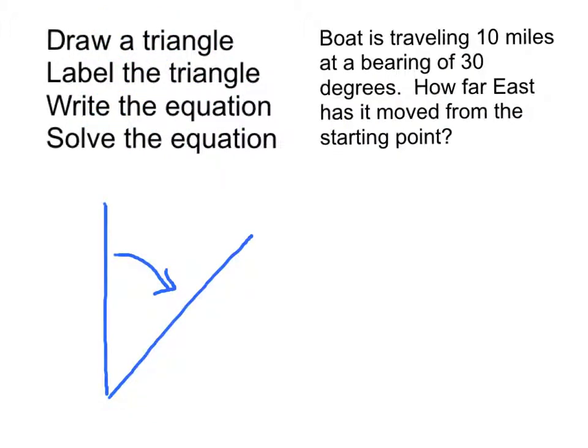So here's a problem involving a boat. You know that bearings are the measurement clockwise from north, and so if it gives you a bearing of 30 degrees, it's telling you that this angle is 30.